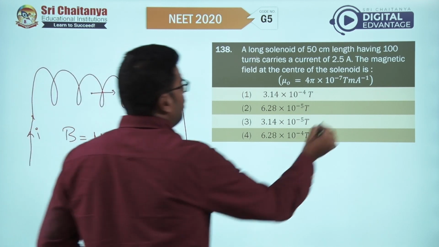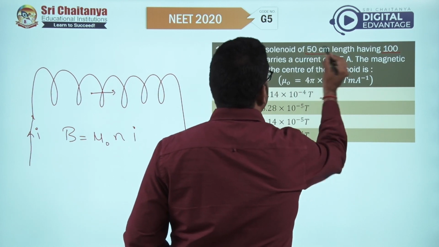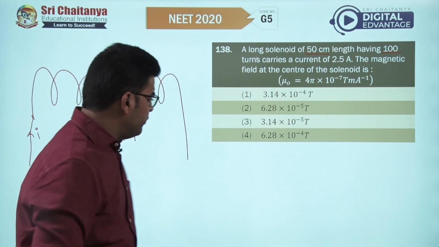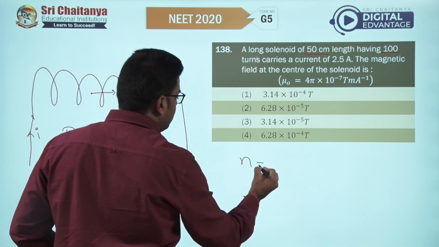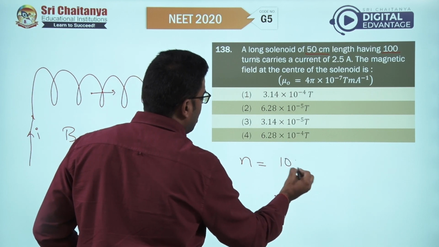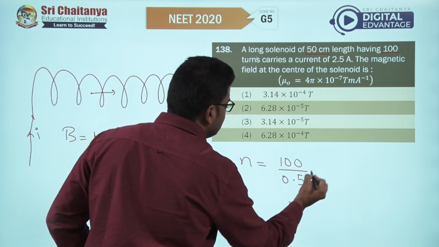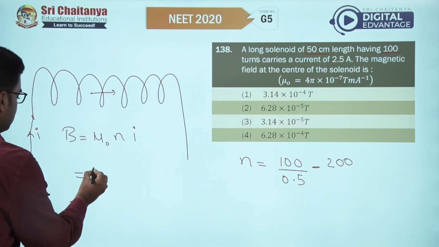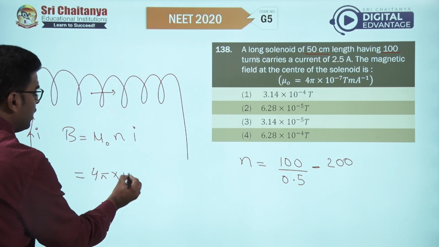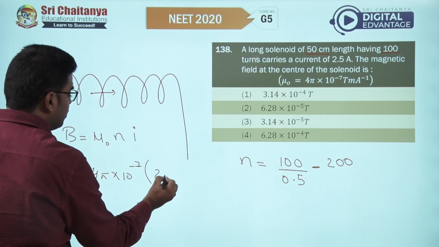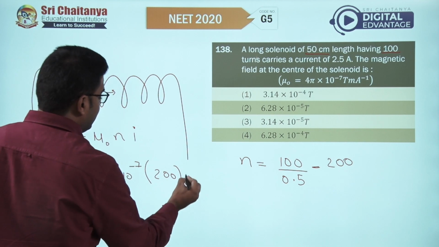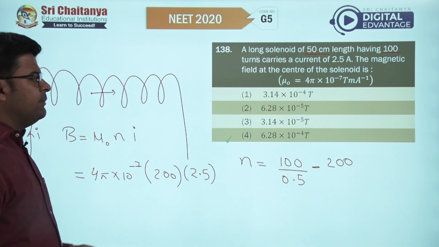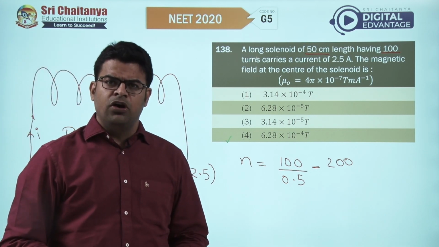The number of turns is given as 100 and the length is given as 50 centimeter. We need to convert this 50 centimeter into SI unit, that will be 0.5 meter. So we will get the number of turns per unit length equals the number of turns 100 upon the length, which is 0.5. This gives me that the number of turns per unit length is 200. The value of mu naught is 4 pi into 10 raised to the power of minus 7. The number of turns per unit length is 200 and the current in the circuit is given as 2.5 ampere. On substituting the data and doing this simple calculation, we can see that the answer is simply option 4.